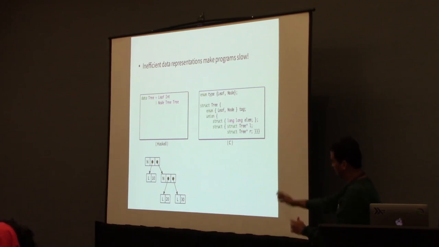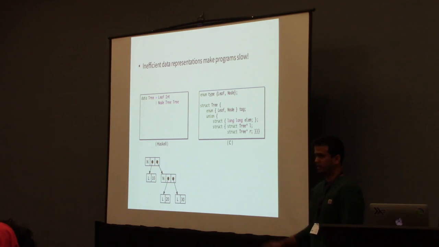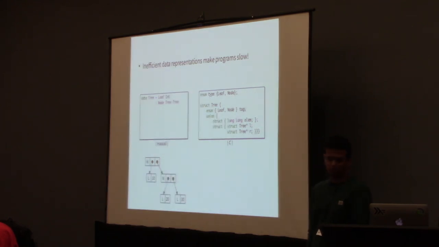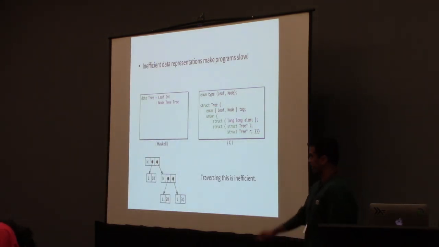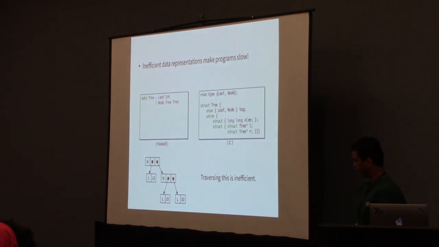Now, I don't mean to claim that this representation is always inefficient. There are some good properties about it. It has a nice inductive structure, and it's easy to use in programs. But when we want to traverse this whole thing, these pointers are really going to make our programs slow. The processors cannot efficiently optimize pointer chasing programs like these.